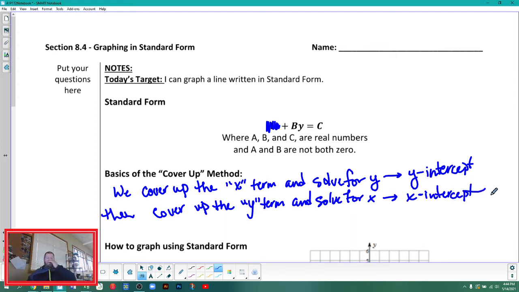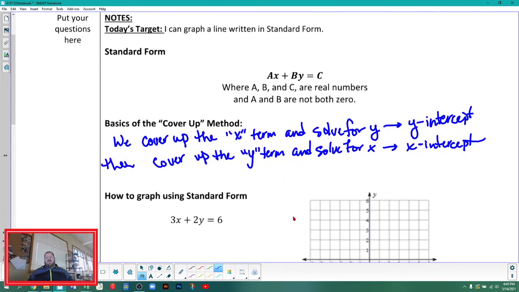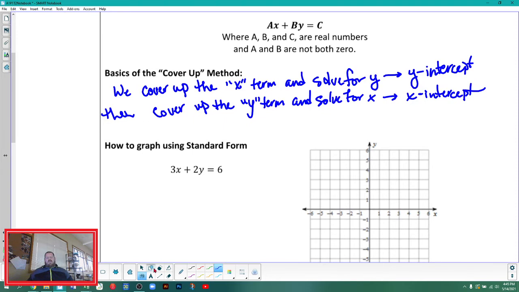Now the reason this works is it's like putting a 0 in for the term that we're covering up. When we put a 0 in somewhere, we're figuring out what the other coordinate is when the one that we're covering up is 0. Okay? So most of the time, like I said, I'm not going to scratch it out because I need to see it again eventually. Okay?